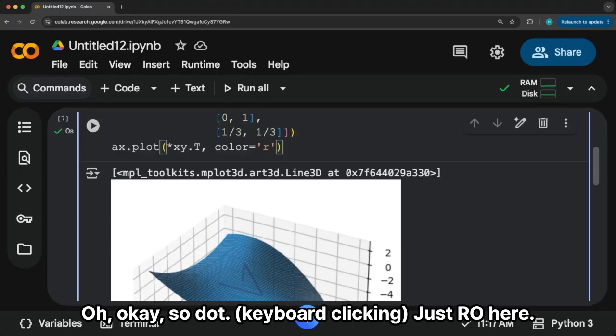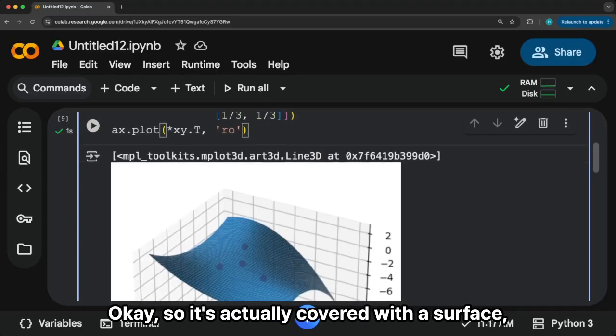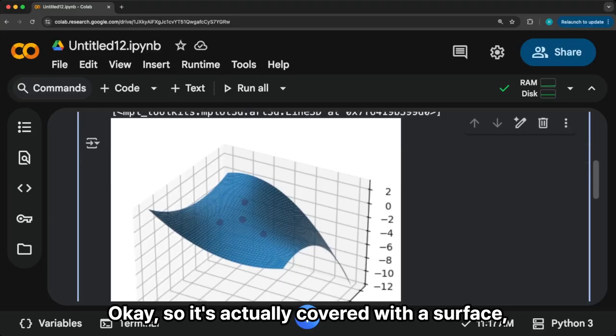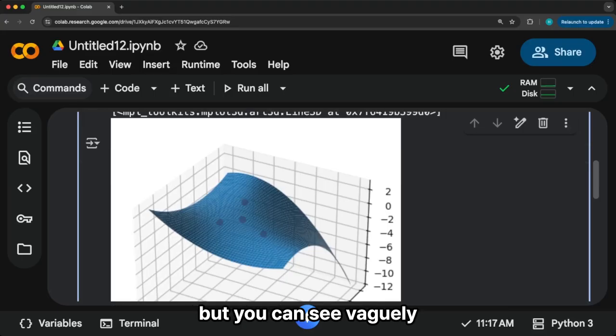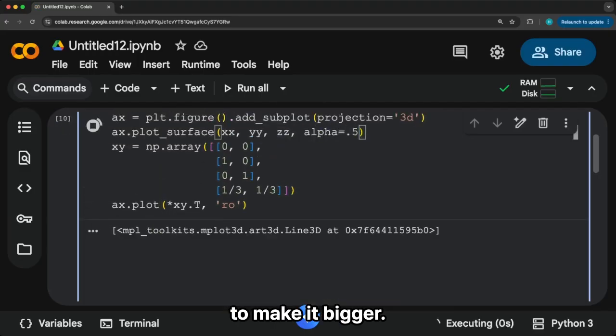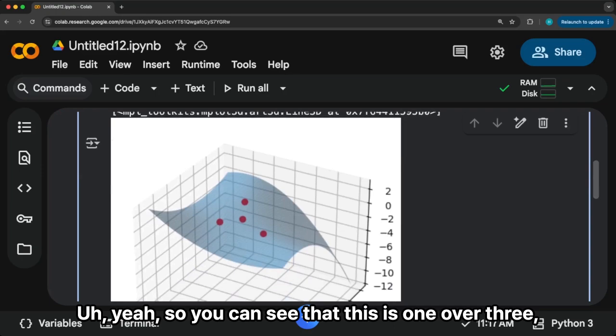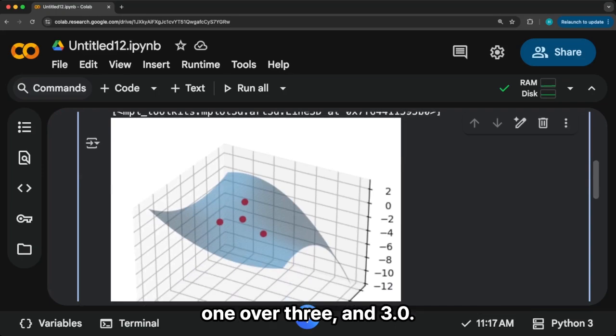Just RO here. Okay, so it's actually covered with a surface, but you can see vaguely where that is. Maybe I can put an alpha here to make it bigger. Yeah, so you can see that this is 1 over 3, 1 over 3, and 3 points. Maybe this is 0, 0, right?